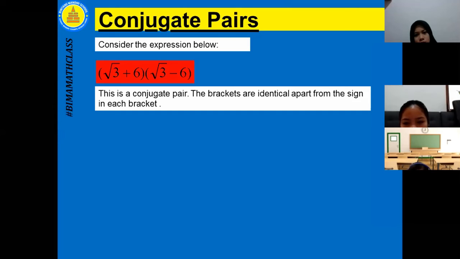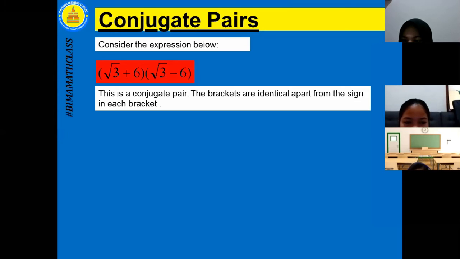So this is a conjugate. The square root of 3 plus 6 has a conjugate pair. And what is it? The square root of 3 minus 6. That is a conjugate pair. Now, why do we call it a conjugate pair? The brackets are identical apart from the sign in the bracket. Now look at this.